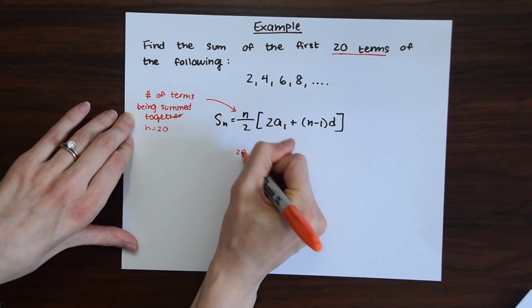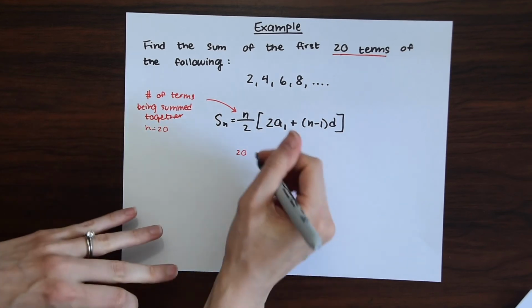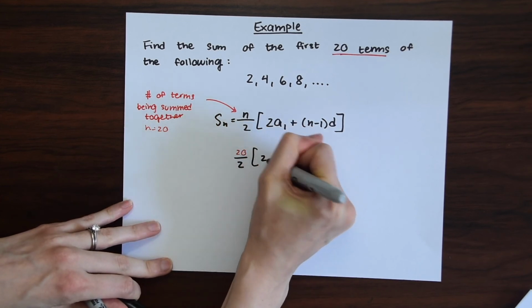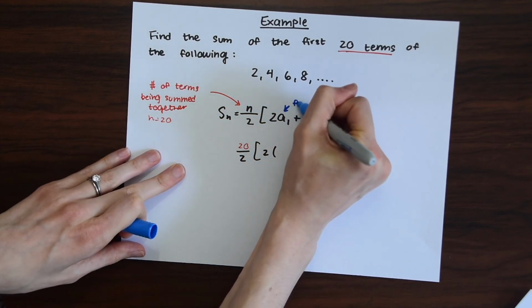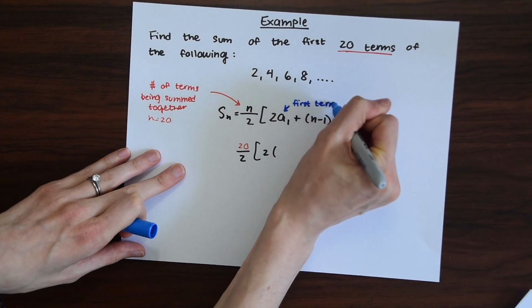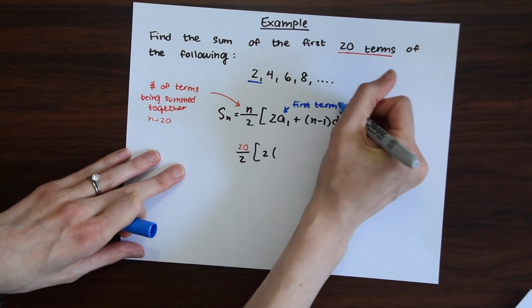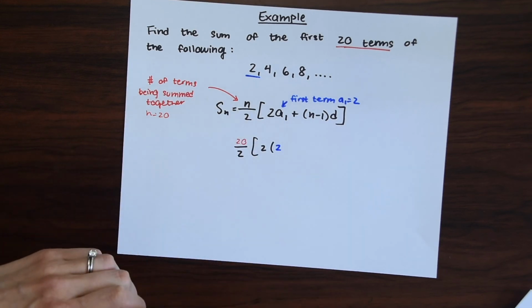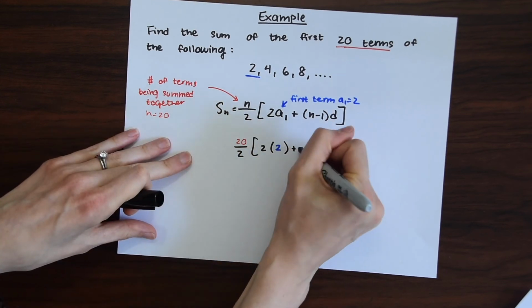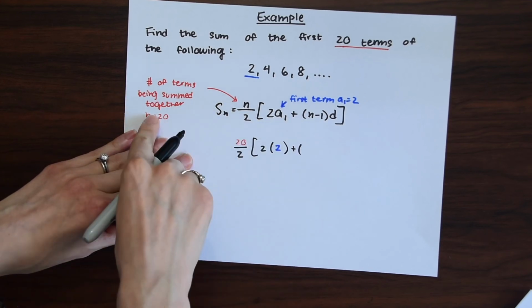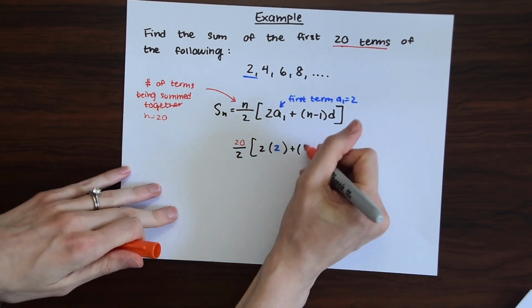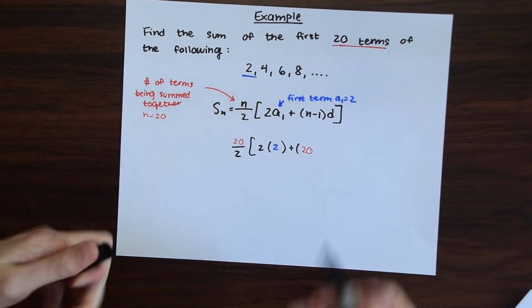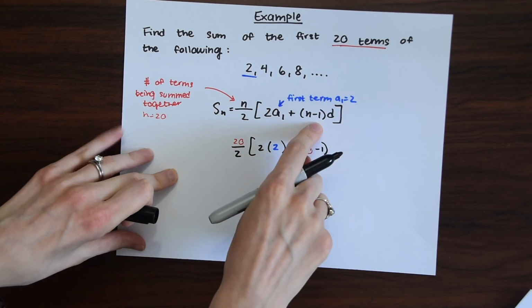So let's fill that in, 20, and then we have over 2 times 2, and now we have another number we have to find. So remember, this is the first term of the sequence, which is just 2. Fill in our 2. We have another n here, which we already found, the number of terms we're summing together. So n is equal to 20. Minus 1, that's just a part of our formula. And now times the common difference.